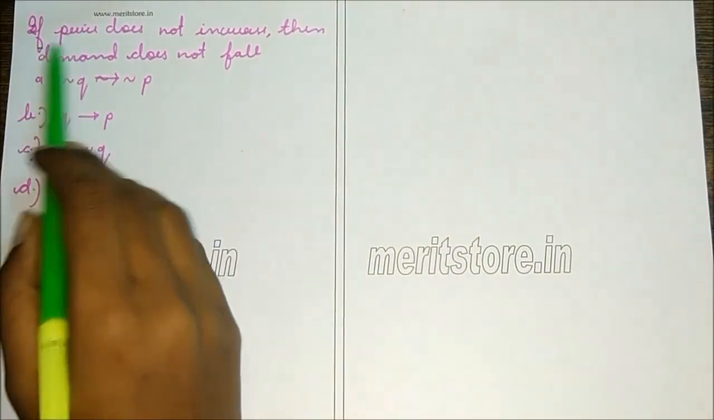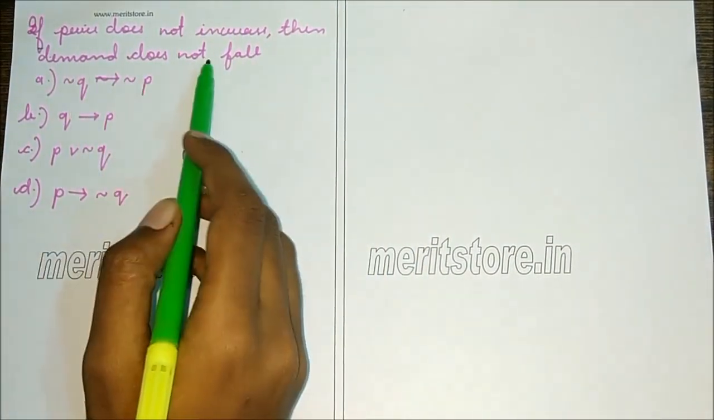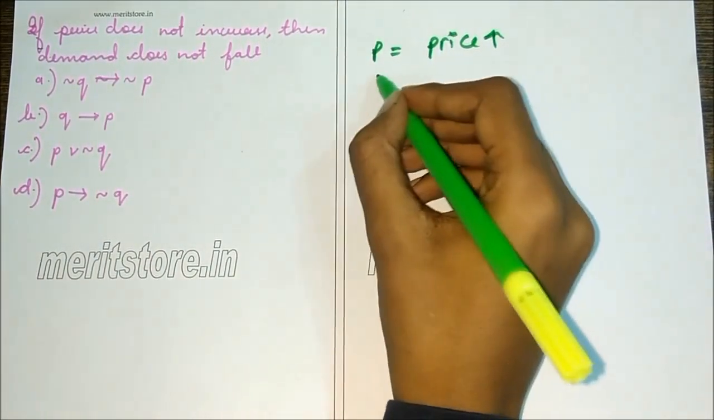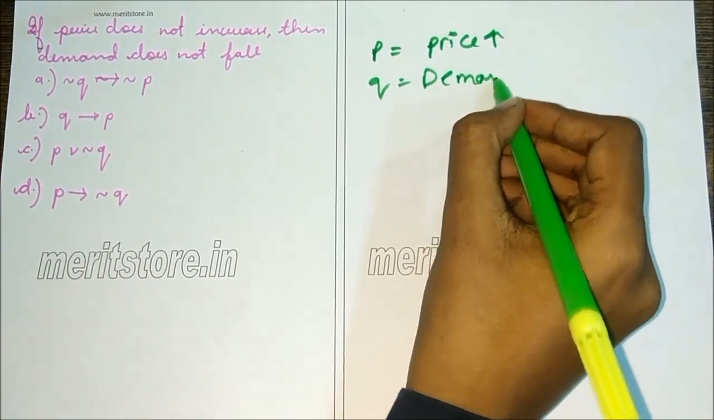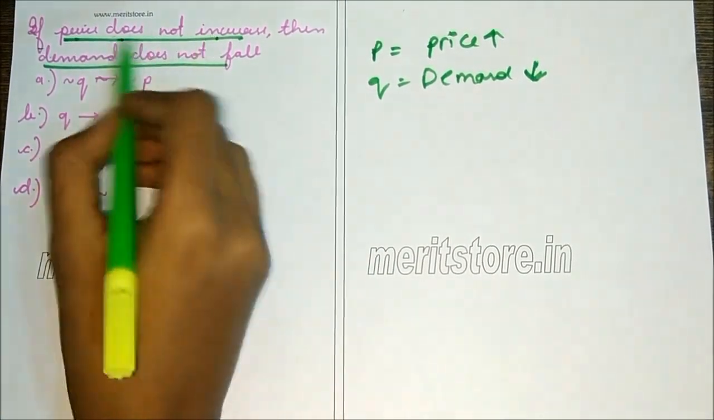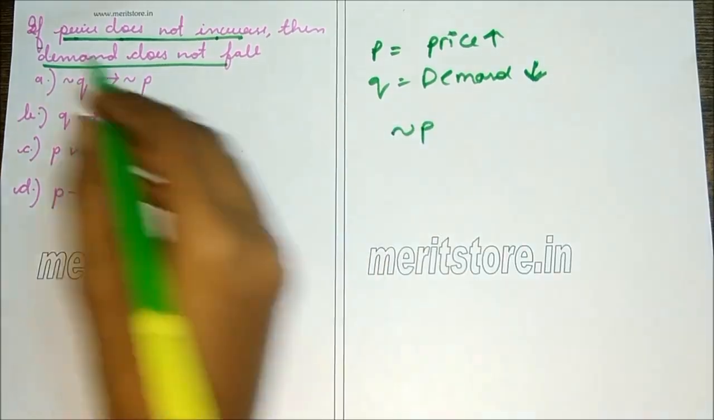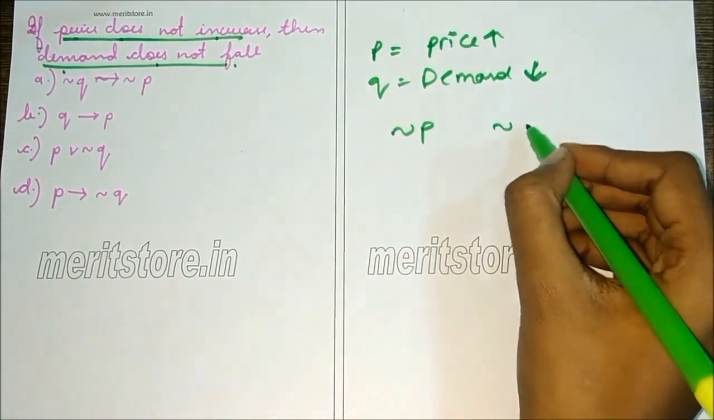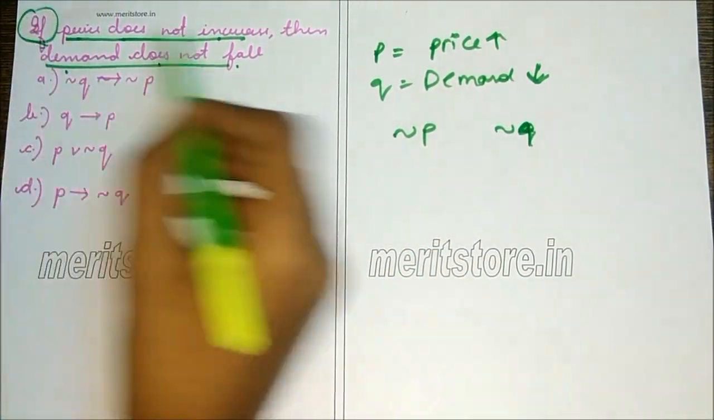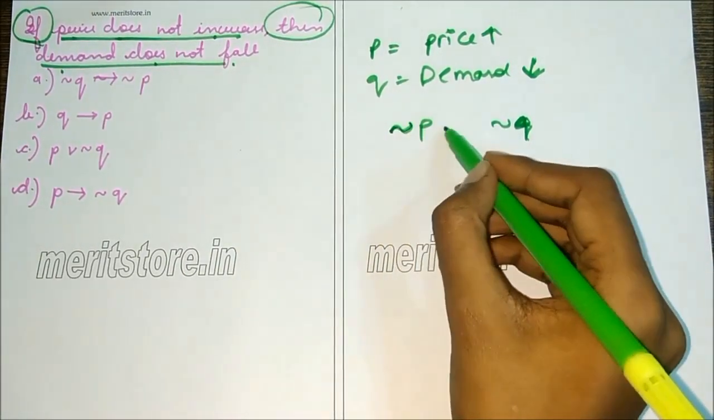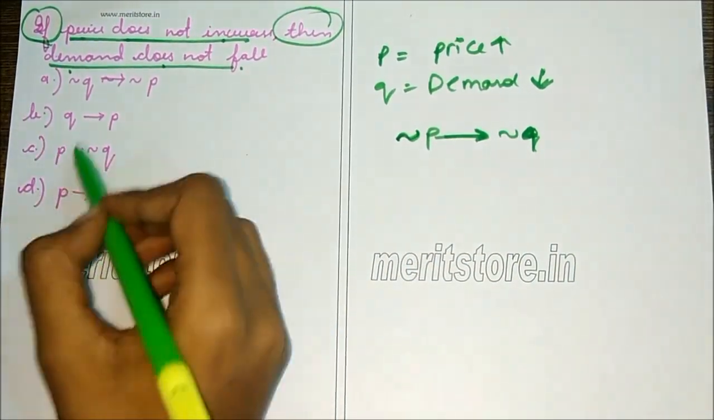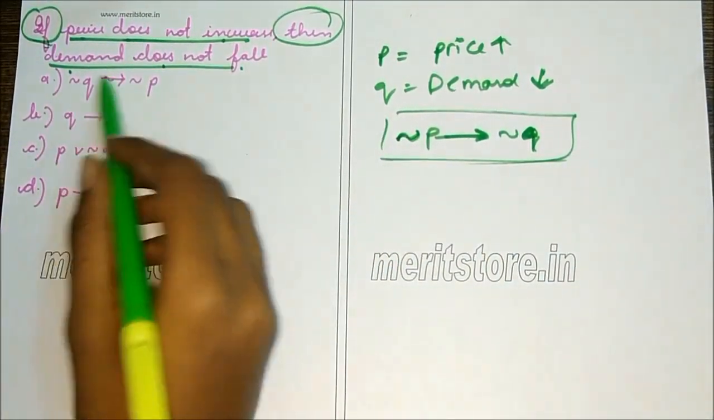The statement is if price does not increase, then demand does not fall. Now P is price increases and Q is demand falls. So statement 1 is price does not increase. So this is negation of P. Demand does not fall is negation of Q. So it is a conditional statement, if then. So this can be written as negation of P implies negation of Q. But now we can see there is not an option which matches with our answer.